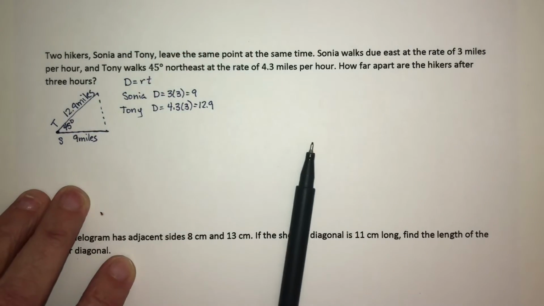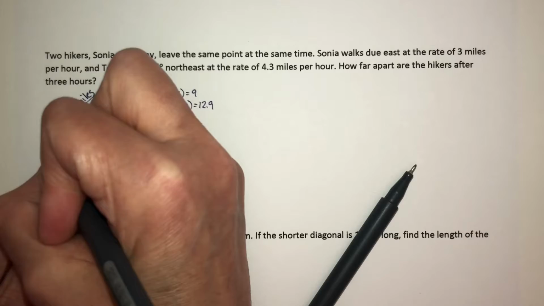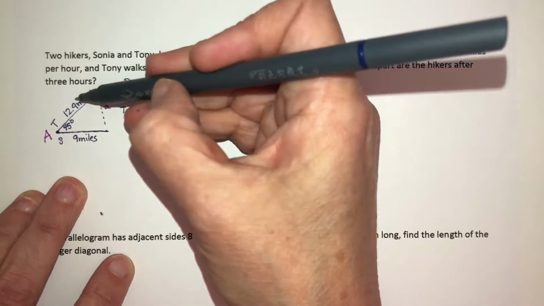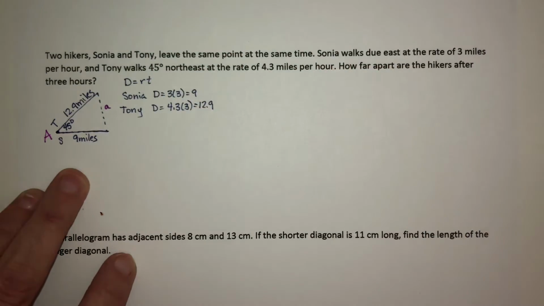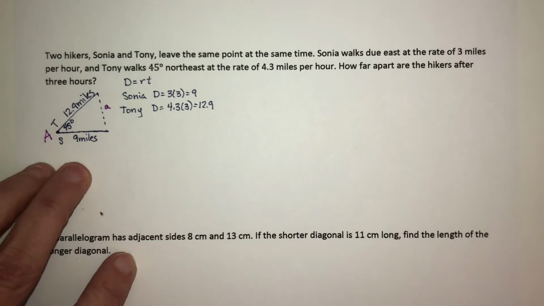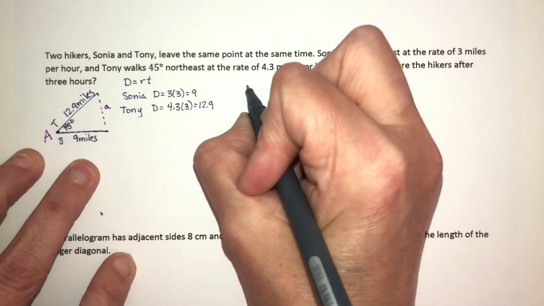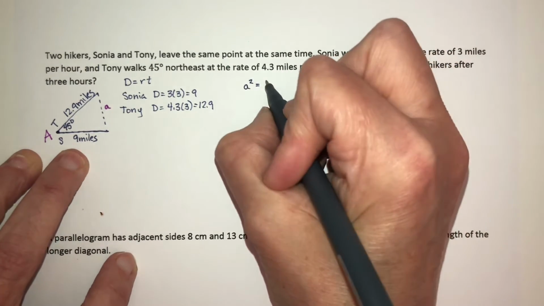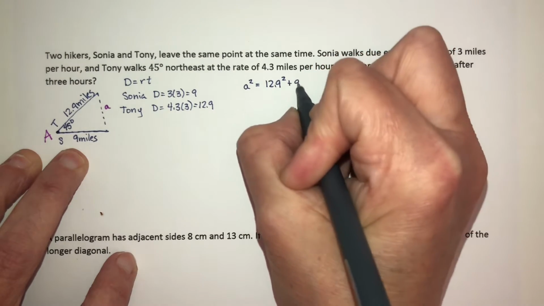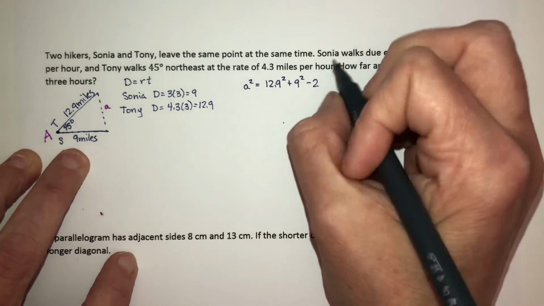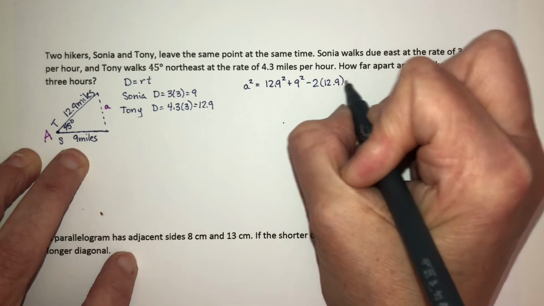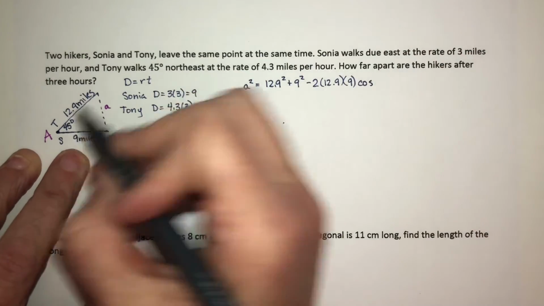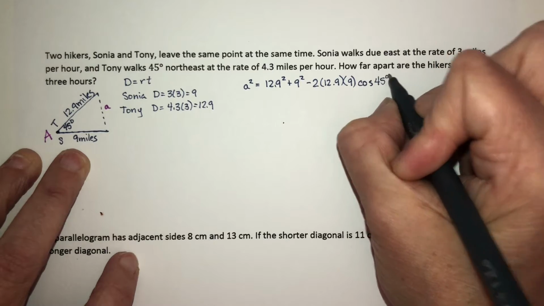Okay, so just so we have something labeled here, I'm going to call this angle A, and that would make that side A. And it doesn't matter whether you think of this as B or C, because the calculations are going to be the same no matter what. So side A is what I'm looking for. So A squared is equal to B squared plus C squared, so 12.9 squared plus 9 squared minus 2 times B times C times cosine of angle A, which is 45 degrees.